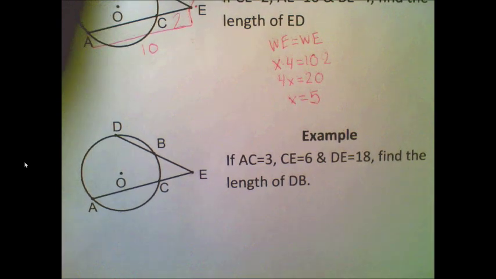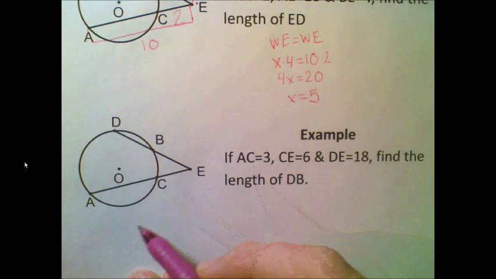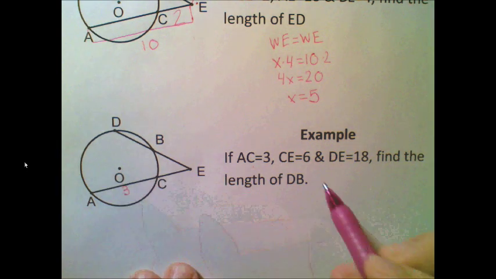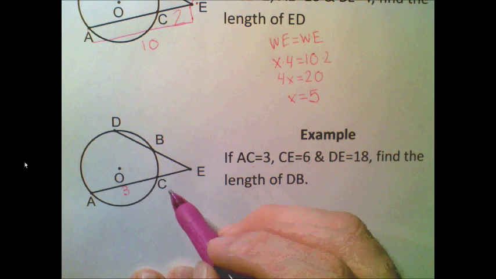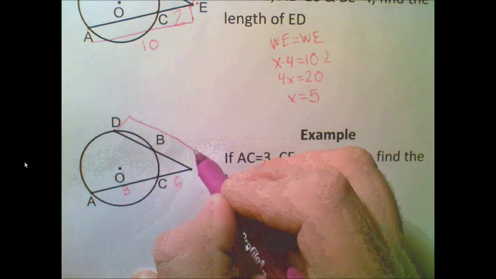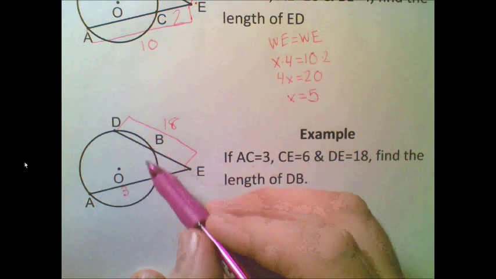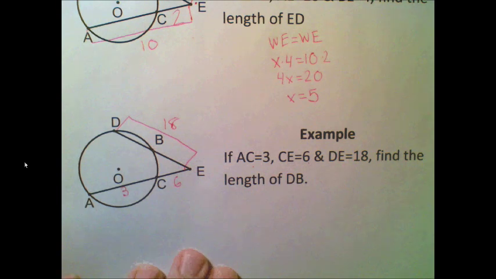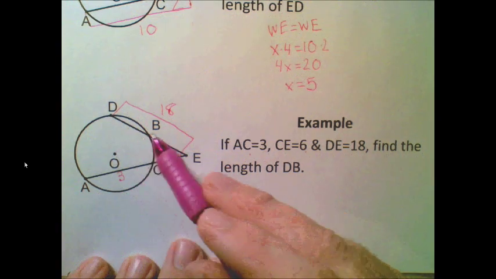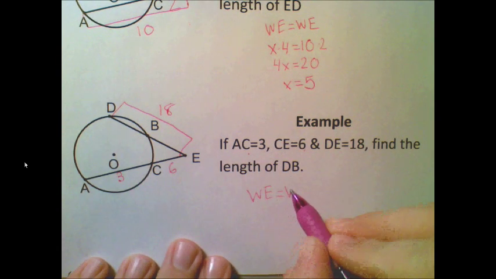Now, if AC equals 3, that's this part right here. CE equals 6. DE equals 18. I want to find the length of DB. Okay, I'm not going to label anything x yet. You'll understand in a second. But we still have two secants intersecting. So we're going to use the formula we equals we.